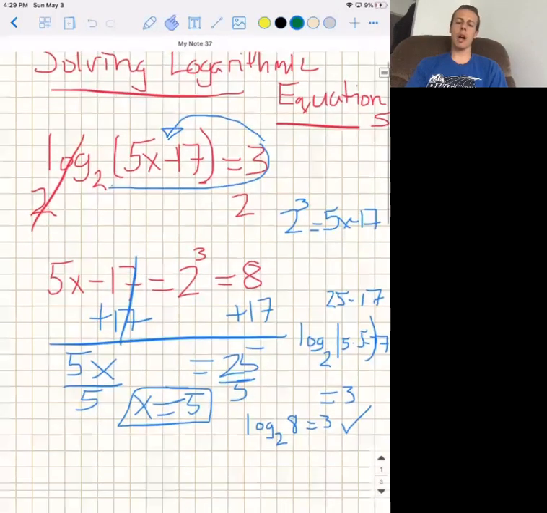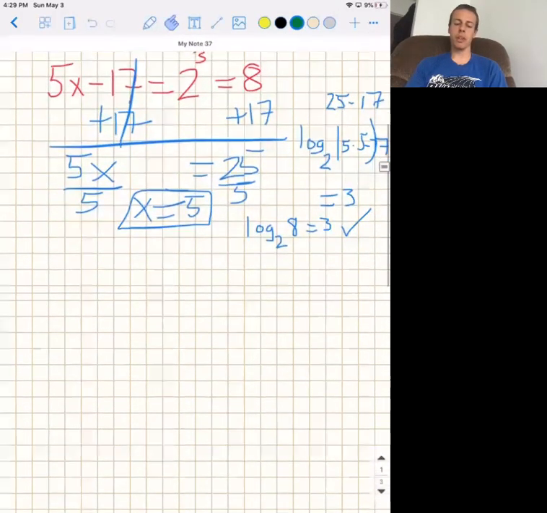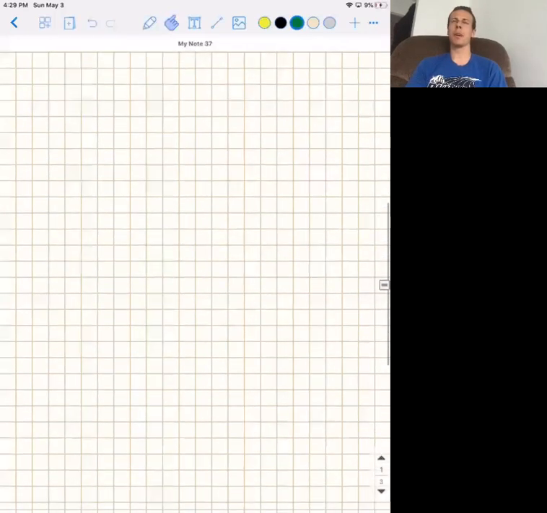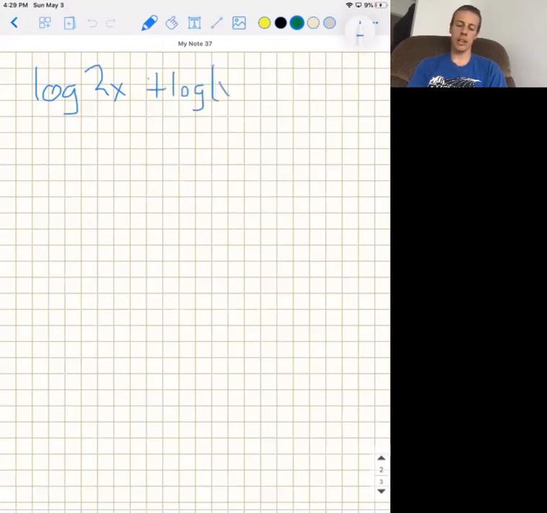So that's our baseline example. If you feel like you can solve something like that, you're probably at a level 2, if we're going from 1 to 4. We're going to get a little bit trickier here, and involve some of the properties of logs we've been talking about in the last week. So our second example: the log of 2x, plus the log of the quantity x minus 5, set equal to 2.